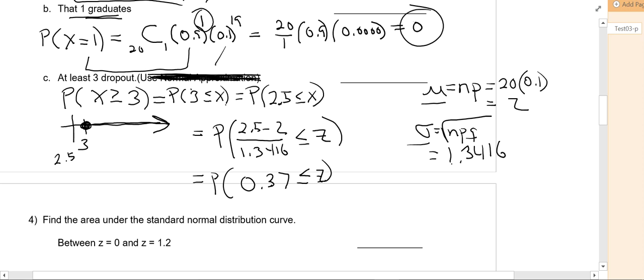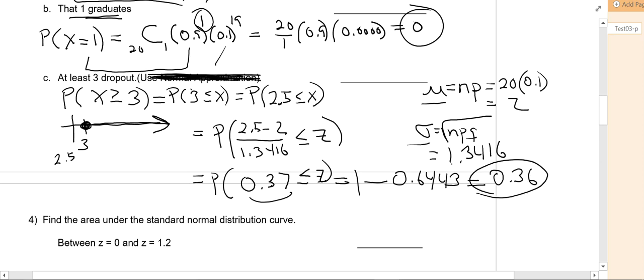Now this is opposite of what the table gives me. Remember, the table tells me everything below a number. So I'm asking for what's above this number. So whatever the table tells me, I'm going to be subtracting this from 1. And if you look this number up in the table, you're going to find it is 0.6443, the associated probability, which then is equal to 0.36. So there's your answer.